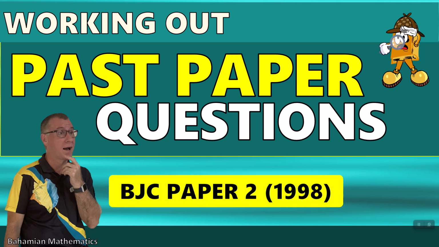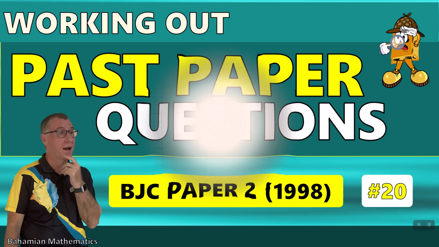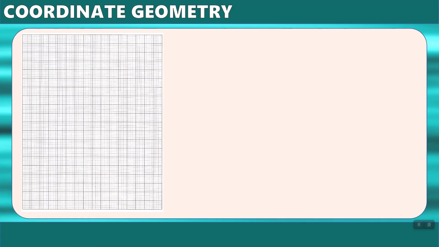Today we will be working out BJC Paper 2, 1998, question number 20. And this is a graph question on coordinate geometry. And the question says, using the square of 1 centimeter to 1 unit, draw and label the x-axis from -6 to +6 and the y-axis from -2 to +10.